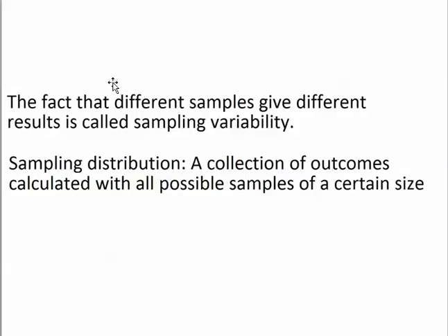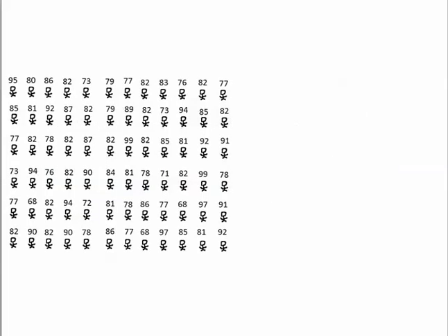Whenever you pick a certain statistic, like a mean, a median, or a mode, and you calculate that value with all possible samples, you get a sampling distribution. So if I calculate the mean of every possible sample, I get a sampling distribution of means. If I calculate the median of every possible sample, I get a sampling distribution of medians. The most basic type of sampling distribution is a sampling distribution of means, which is what we'll talk about in this video. Here's a demonstration.